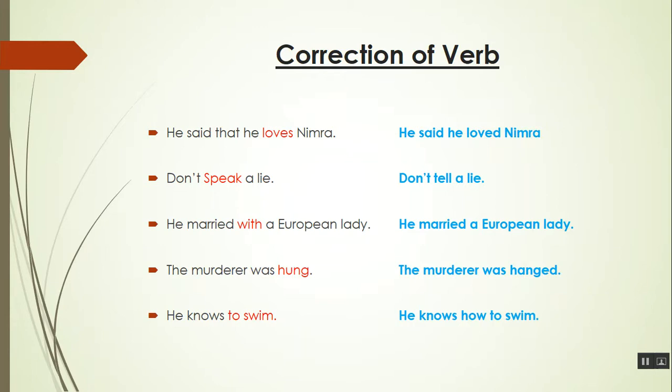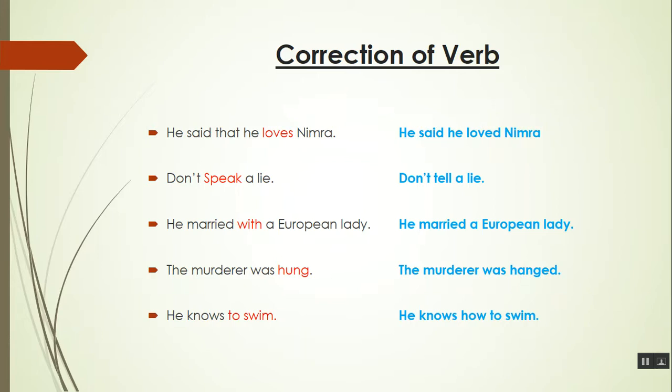So jump to the third one. He married with a European lady. Look at the sentence: he married with. Because we are working on the verb, our concentration should be on the verb. The correct sentence is: he married a European lady, because marry is a verb with which we don't use any preposition. So the wrong sentence is he married with a European lady, and the correct is he married a European lady, because with married we don't need to put any preposition.